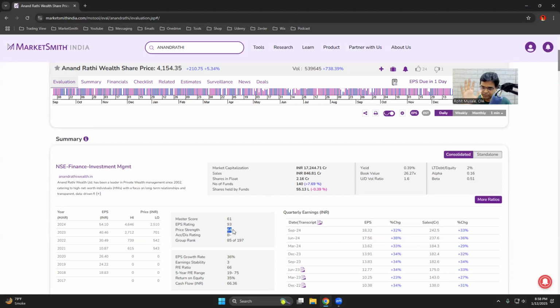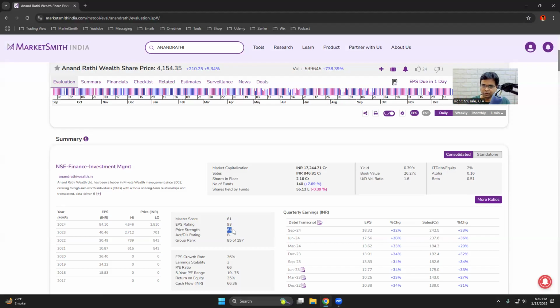Okay, one by one, create your own criteria, not my criteria, your criteria. I might say relative strength 70, but you might want to look at stocks which are having relative strength of 80 or more. I might say group rank of less than or equal to 100, but you might want to look at only those stocks where the group rank is 40 or less than 40. So you decide, you have the freedom to decide. Okay.